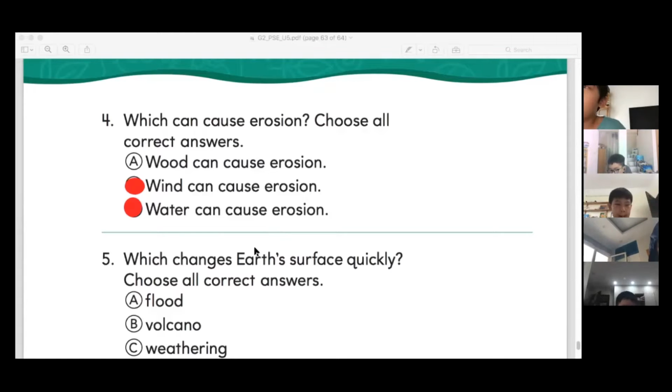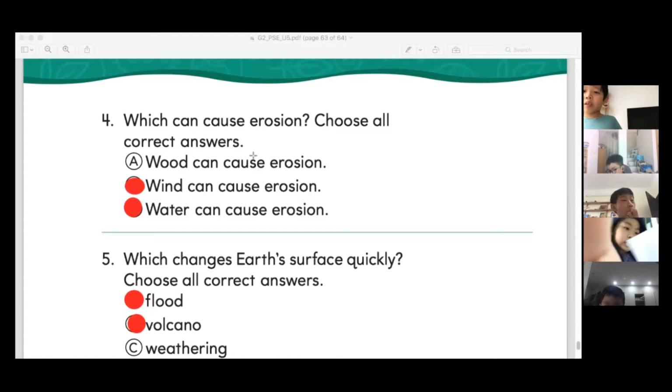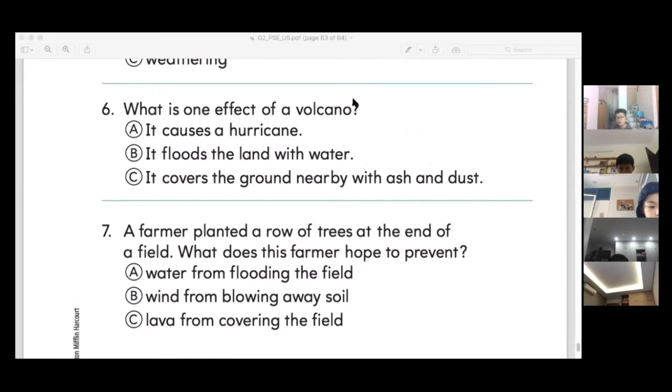And number 5, which changes Earth's surface quickly? Sophia, which one is a quick change? All the correct answers, Sophia. A flood and a volcano. Very good. They're both quick changes. Good girl, Sophia. What is one effect of a volcano? Susu, go ahead. It covers the ground nearby with ash and dust. Nice. Good work, Susu. Everyone, give yourselves a check mark if you got this right.